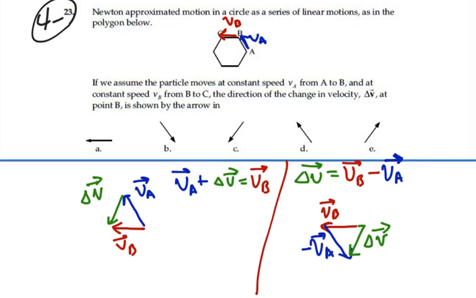Final minus initial, and either way we look at it, we end up with a vector that is going in that direction, and we answer C then for our change in velocity.